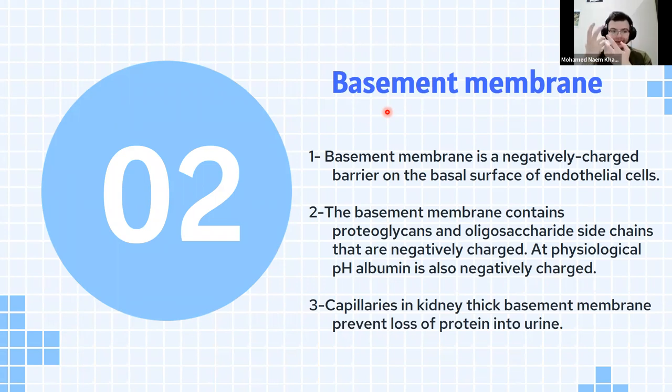And that means if there's damage there, you're going to lose a lot of proteins. And you don't want to lose proteins in your urine. Remember, urine is things that you don't want in your body, and you always want proteins in your body. So in the capillaries in the kidney, you have a very thick basement membrane, basically to prevent the protein loss into urine, right? Because it's going to be thicker, so more negative, so it's going to repel more.